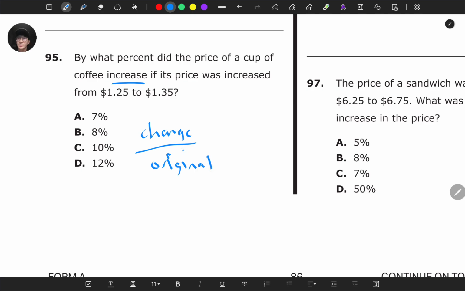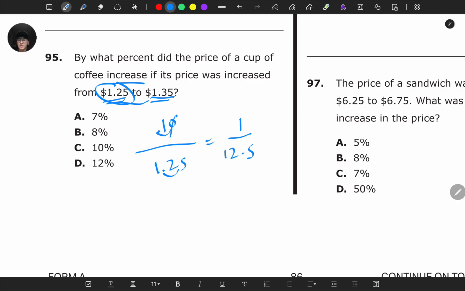Okay, so what was the original? So it says from 1.25 to 1.35, so the change is positive, right? So that change is going to be 10 cents, so it's going to be 0.10, and then the original is 1.25. So that's going to be 1.25 here. Okay, and now you have to find the percent change of this, so you just got to find out what that is, right? I don't need that 0, so you jump this decimal like this, so it's going to be 1 over 12.5. Okay, so now we just divide this. So 1 divided by 12.5, and if you do this, you're going to get 8.